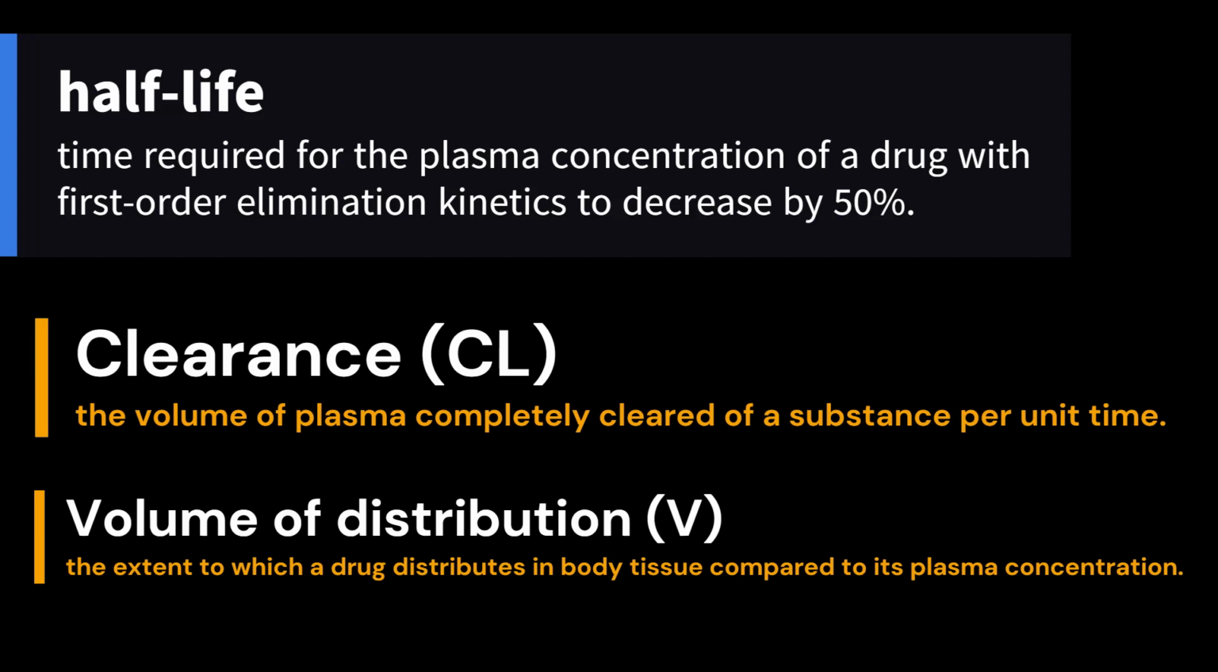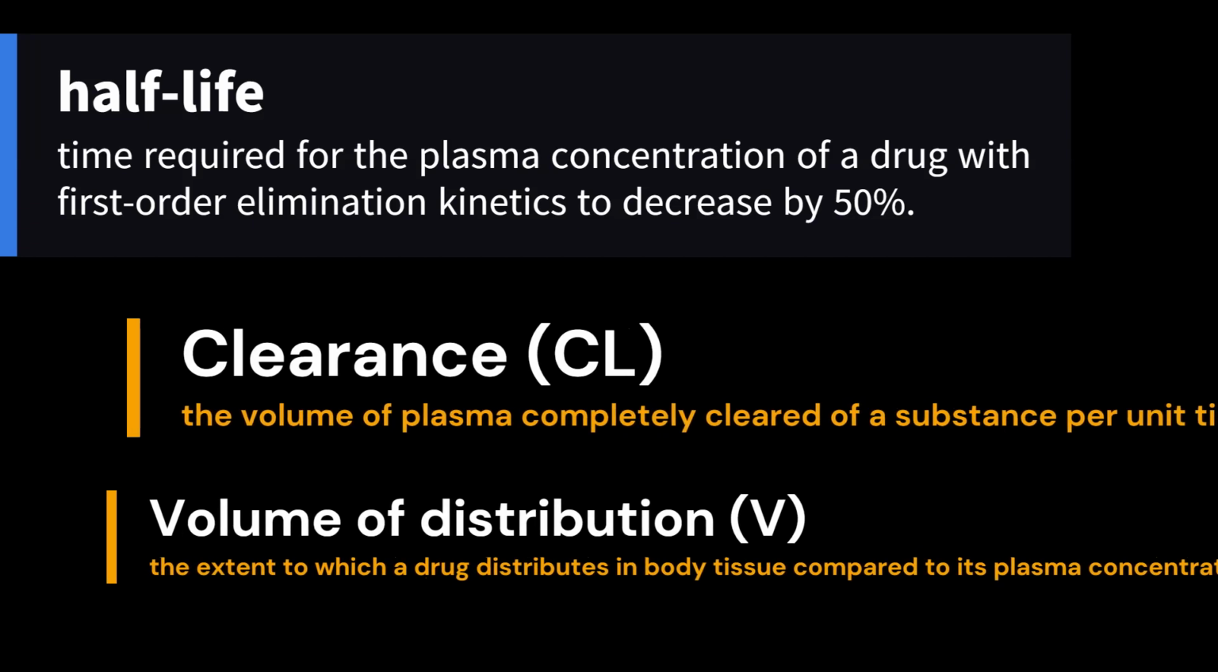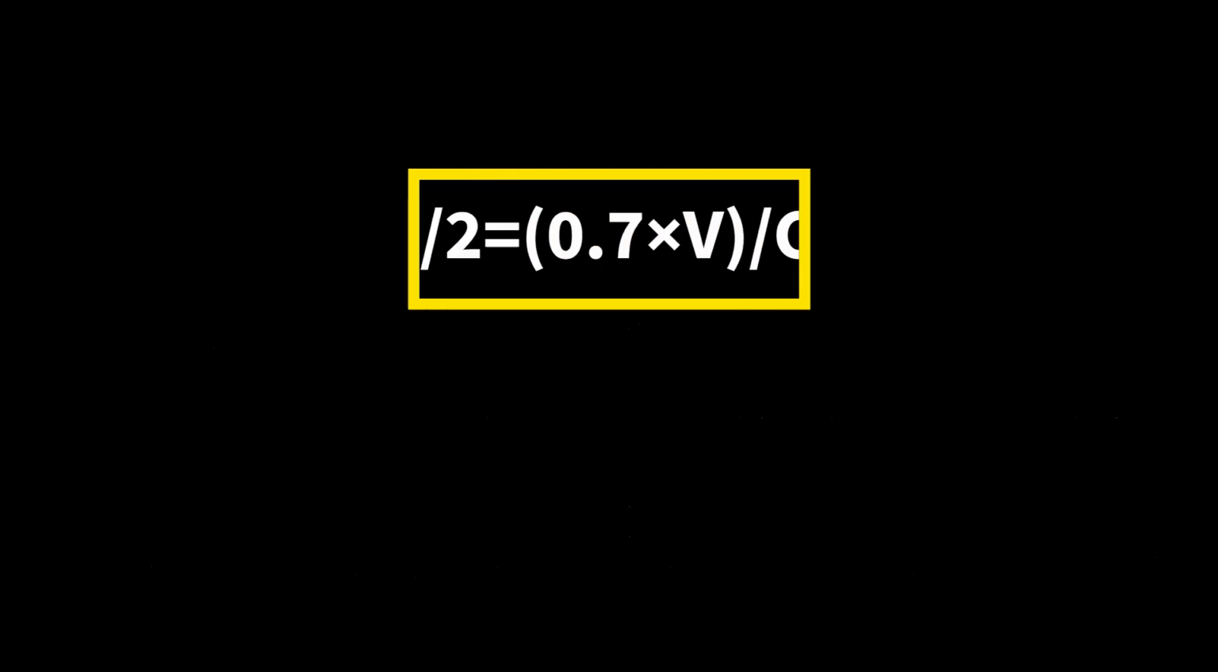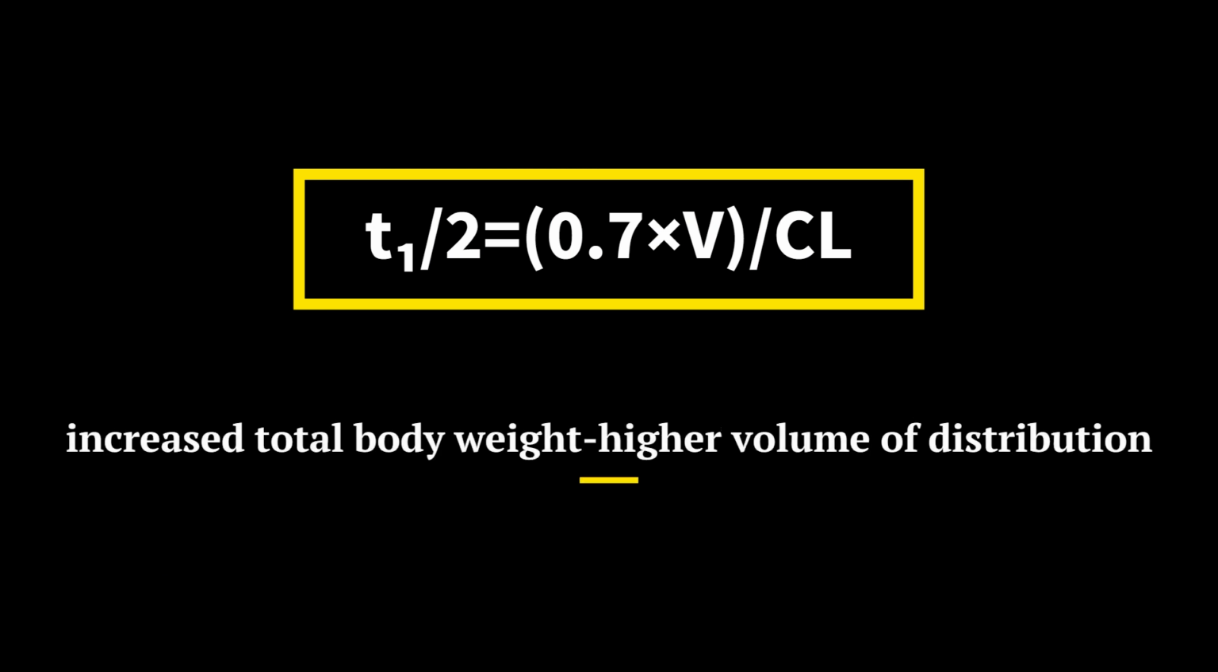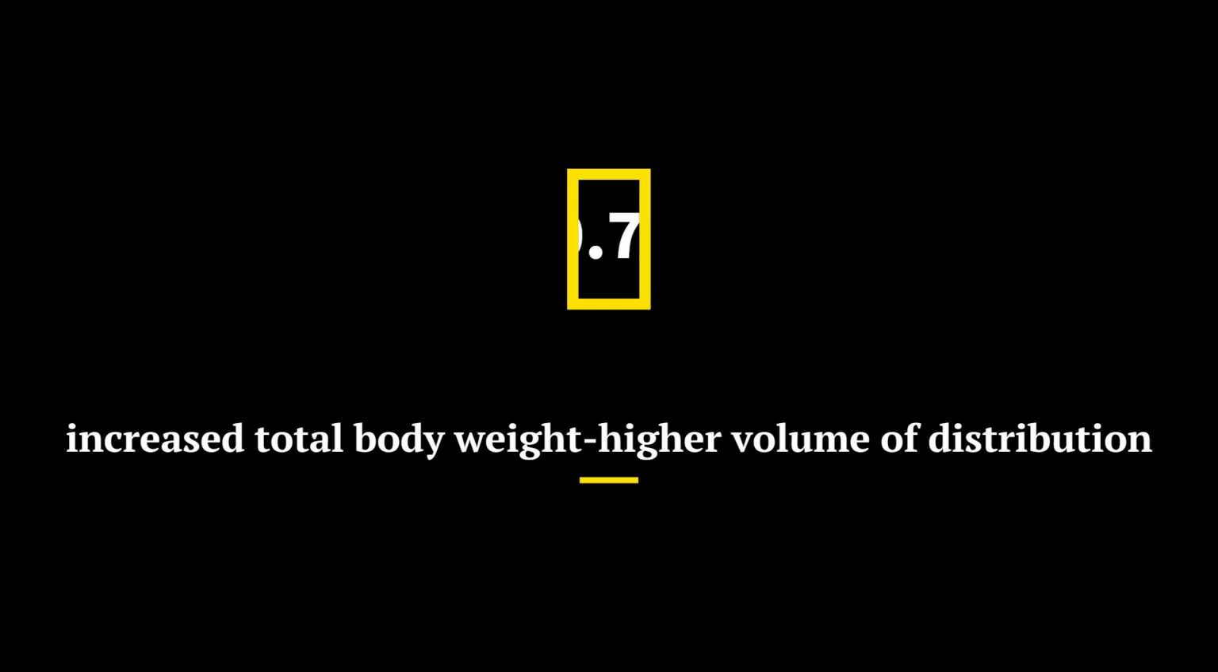Because plasma concentrations are lower for any given dose, drugs with higher volume of distribution take longer to eliminate from the body and therefore have a longer half-life. The half-life of a drug can be calculated using these parameters, as follows. In this case, the increased drug half-life seen in certain patients is likely due to increased total body weight, resulting in a higher volume of distribution. If you choose any option other than E, you are wrong.